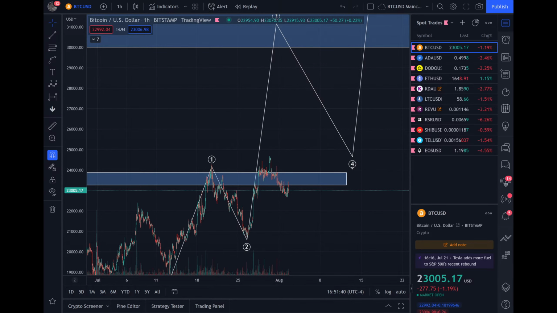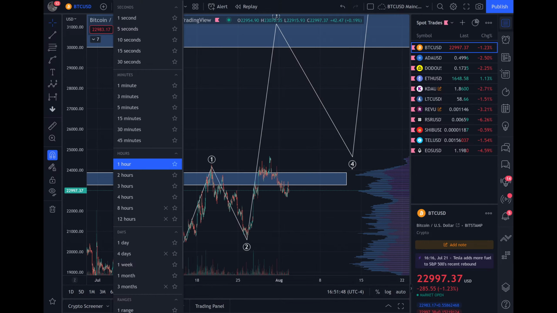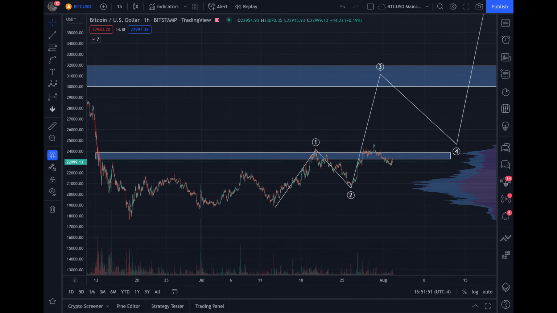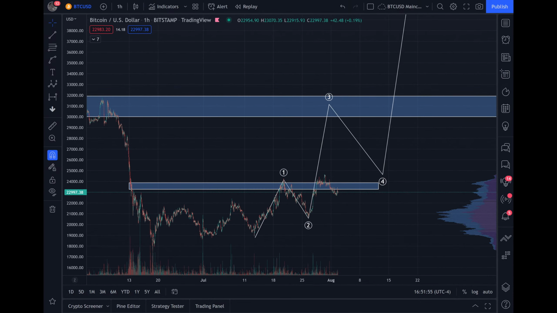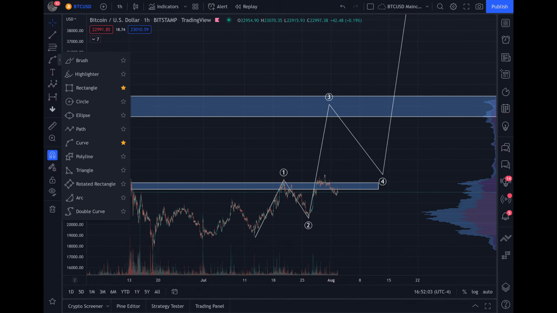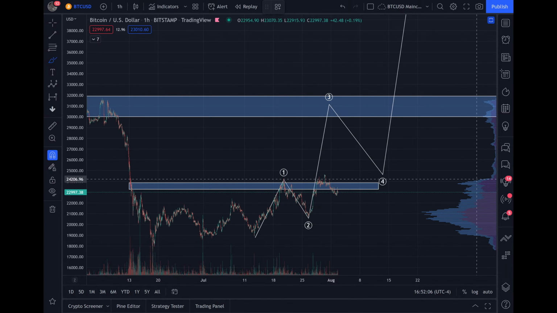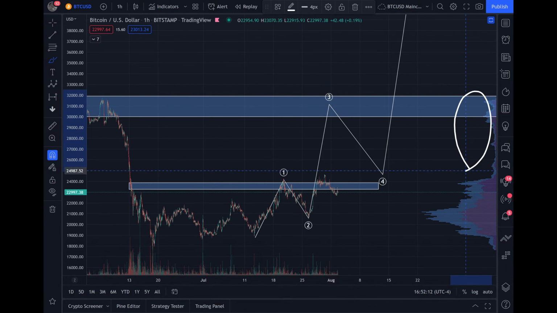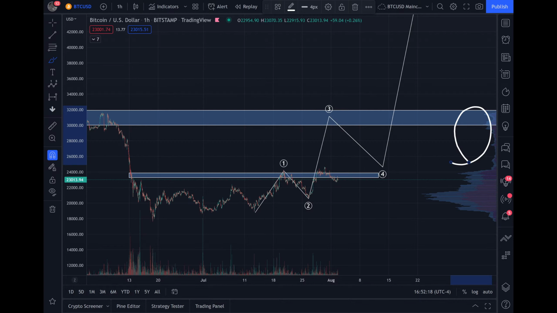Let's turn on our VPVR really quickly. Let's zoom out a little bit. You can see on the VPVR, which is the horizontal volume indicator, it shows you all the buying and selling done at certain price points. Look at what happens once you leave 24K. Around 24K, there's nothing going on here. Absolutely nothing. This move out of here is going to be violent.